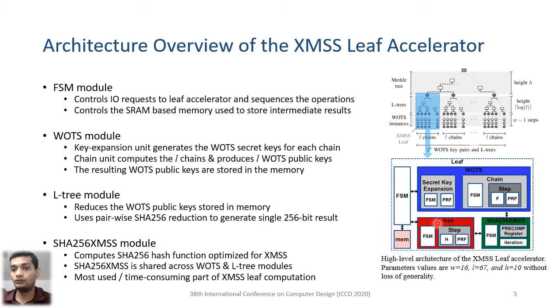The L3 module reads the Watts public keys and generates a single 256-bit result, which is the output of the XMSS leaf module. The SHA-256 XMSS module computes the SHA hash function and is specifically optimized for XMSS computation. Watts and L3 modules send requests to this module when a SHA computation is needed. Moreover, SHA is the most time-consuming portion of the XMSS leaf computation.